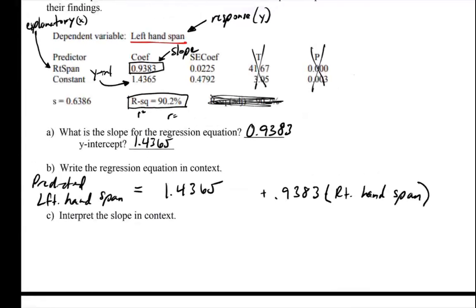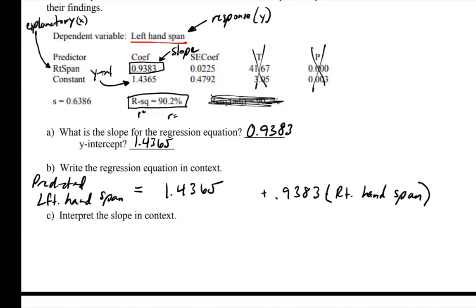So now that we got that, interpret what the slope is going to be. How do I interpret it again? There are different ways to interpret, but pretty much what you want to say is something increases or decreases. Not zero, that's the y-intercept. If we wanted to interpret that, we would say when right hand span is 0, left hand span will be 1.4365. For every 1 inch of x, y will increase by that many inches.